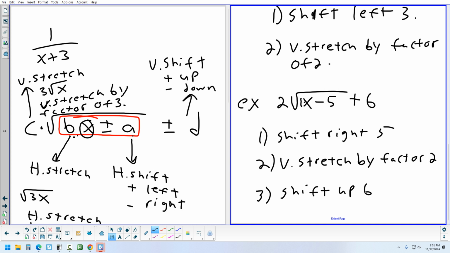Wait, why? Oh, factor of 2. I thought it's factor of 6. Shift up 6. So this chart, again, it's the same chart we're going to have for every function we study all year. A is always horizontal shift, B, and so on. They all stay the same every time. Great. Any other questions on the chart or using it to describe stuff? Okay.